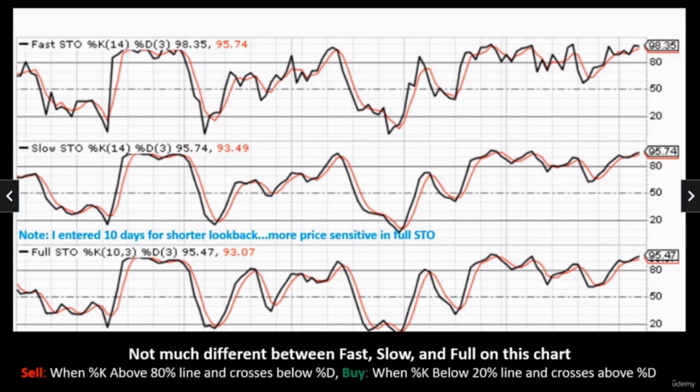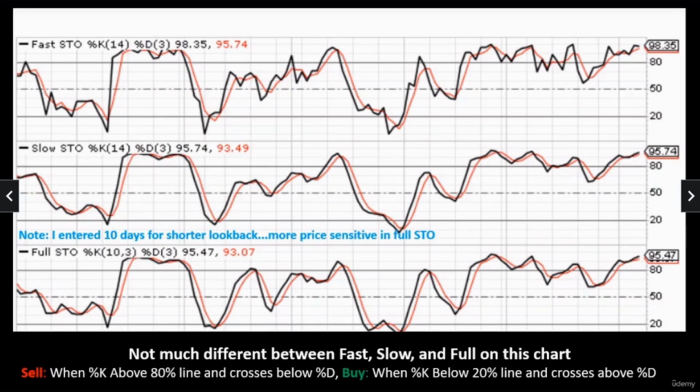I used the 10-day for a shorter look back to see if it was more price sensitive, which it would be by using it in a full STO. So if I like it, but I want to be more price sensitive and even more reactionary, then I might put in a shorter time period versus, let's say, a longer time period. So as you play around with this, you can get an idea how they look.